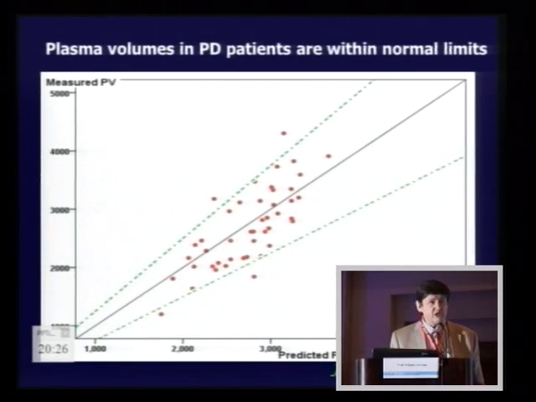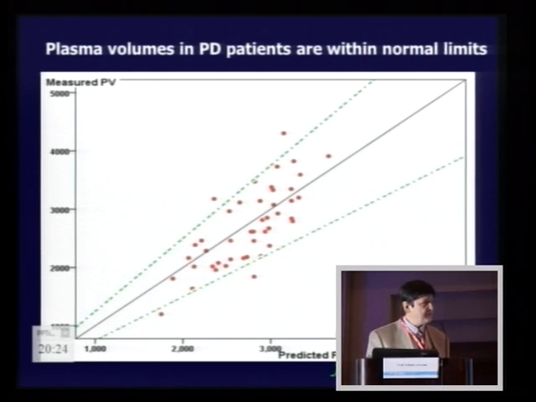And to do that, we measured the plasma volume in this cohort of patients using radiolabeled albumin. And what we found was that the plasma volume in PD patients, on average, was exactly that as predicted in the normal population. There was more variance. This is the predicted versus the measured plasma volume correlation. There was more variance than you might expect to see, but the actual average difference was the same.